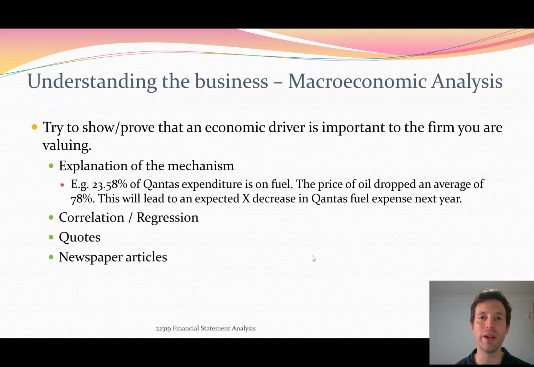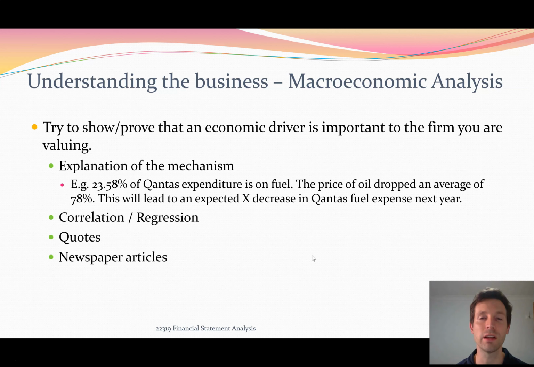assignment. For the macroeconomic analysis, the first part of your assignment, it's really important that you don't just give me a list of economic indicators, but you actually try and show that an economic driver is important for your particular firm. This could be as simple as providing me an explanation of the mechanism. So for example, I've listed here that 23.58% of Qantas's expenditure is on fuel. So the price of oil changing is going to be a direct driver of this fuel expense that Qantas have. So if we see that the oil price has dropped significantly in the last year, we could expect this key expense of Qantas to also drop in a similar manner.